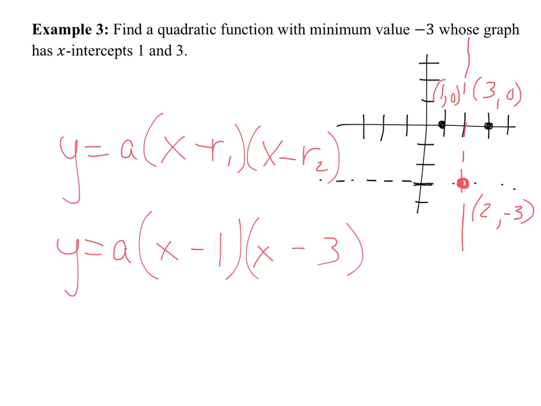How can I figure out the a value? I have some other piece of information from my graph. What piece haven't I used from my graph?